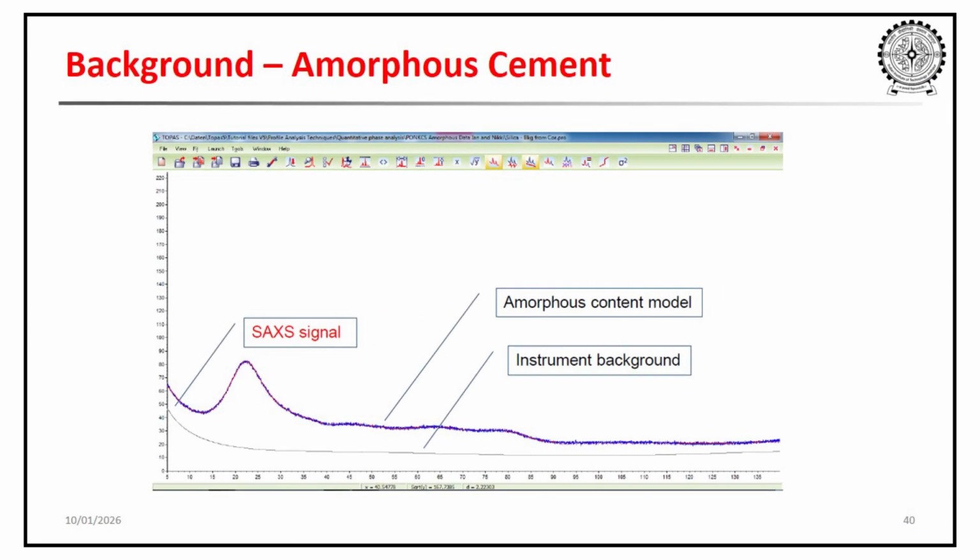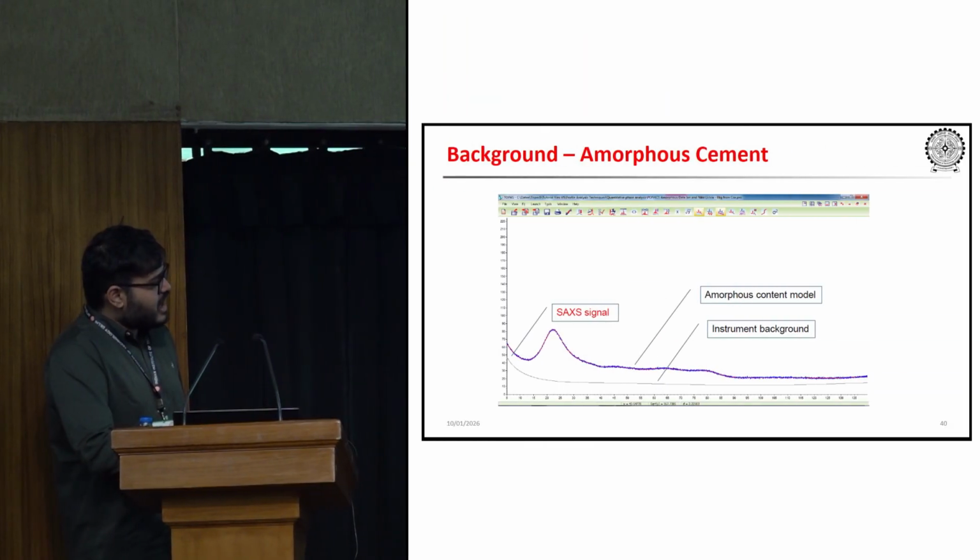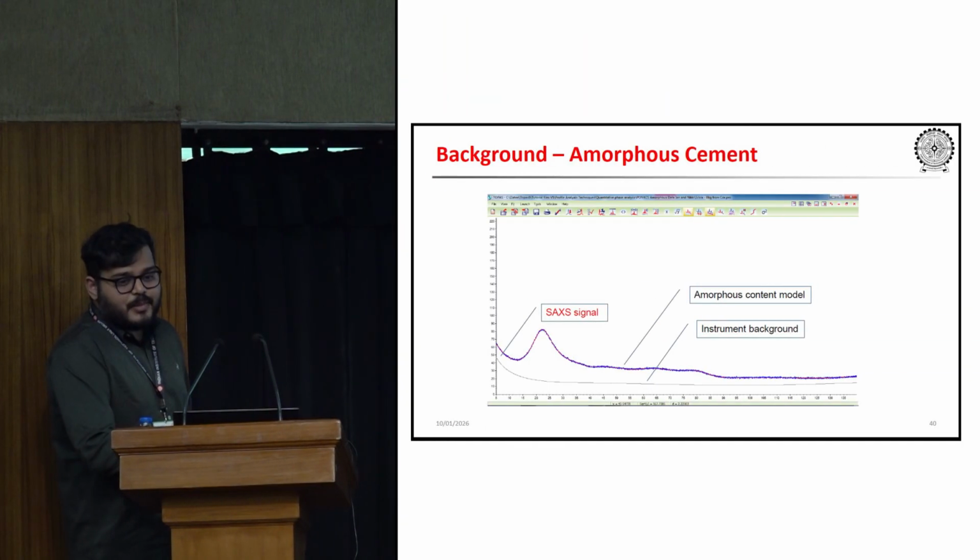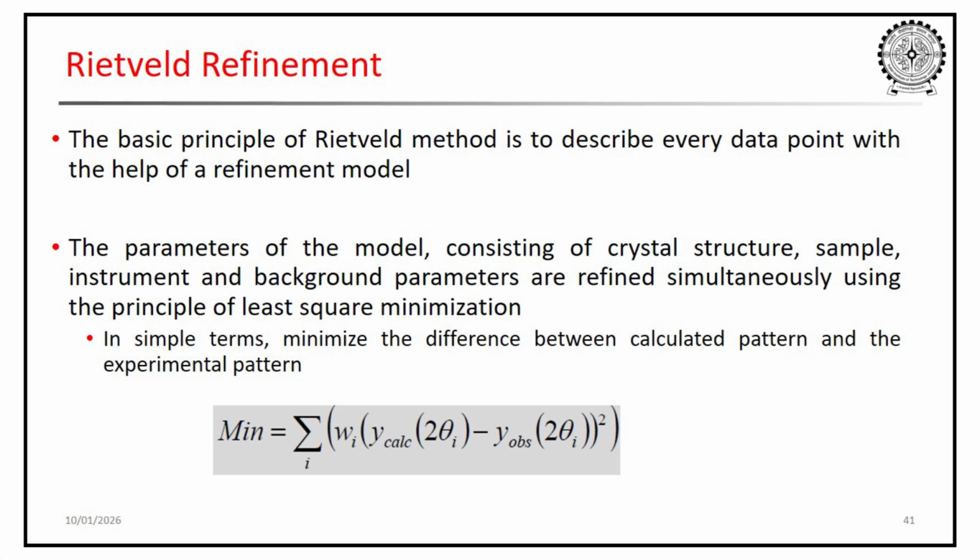So this is an XRD pattern of a slag. You can see this hump. Now this is representing the amorphous content, and you could also see this background. So this is a background from the instrument. Right? So this is how the XRD pattern of a pure amorphous material is going to look like.